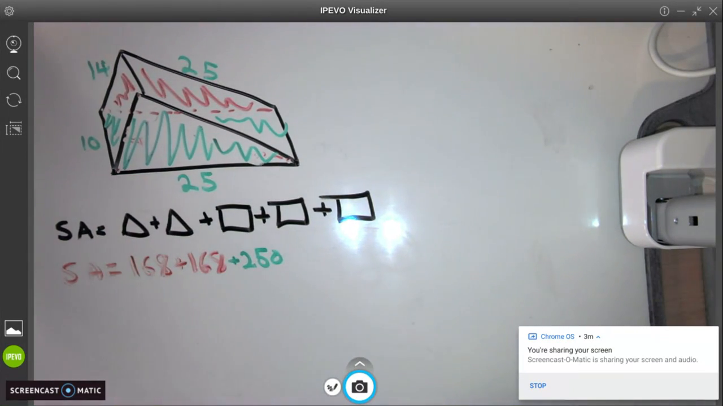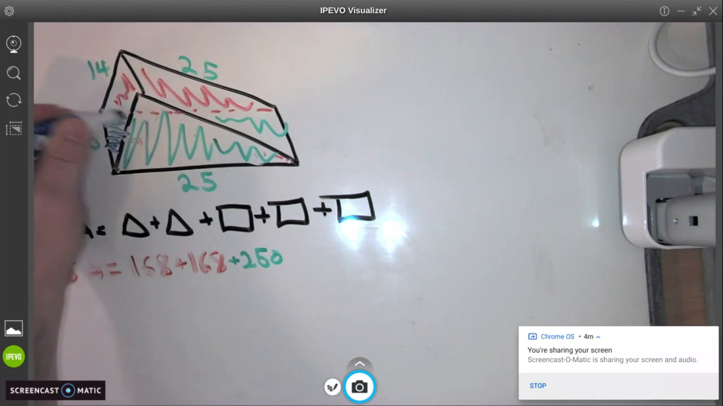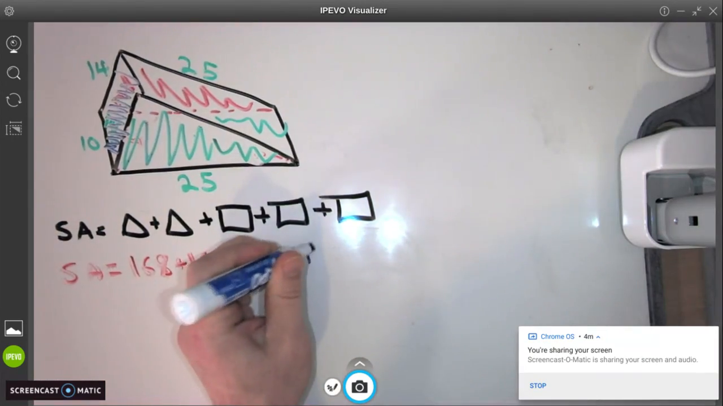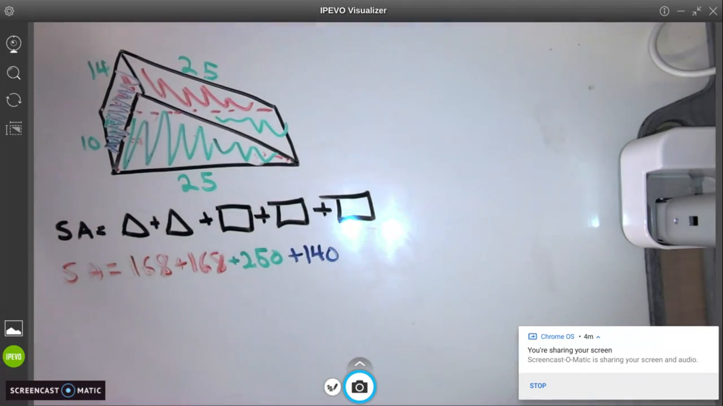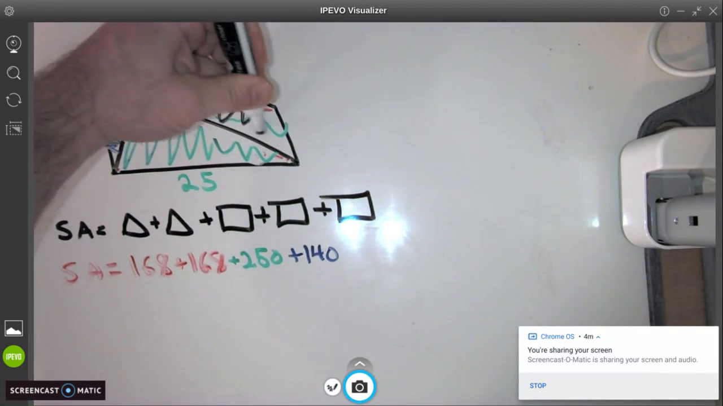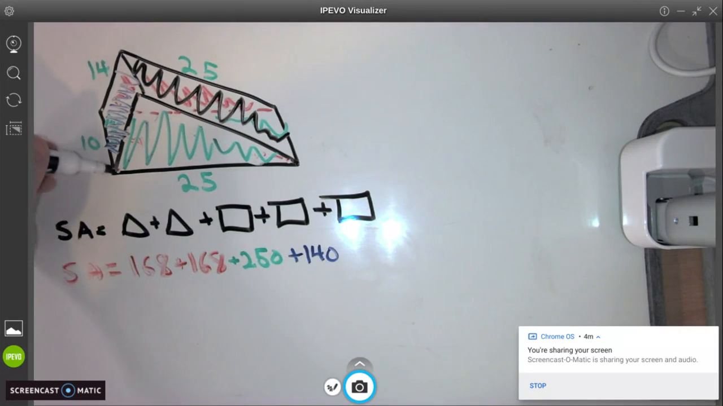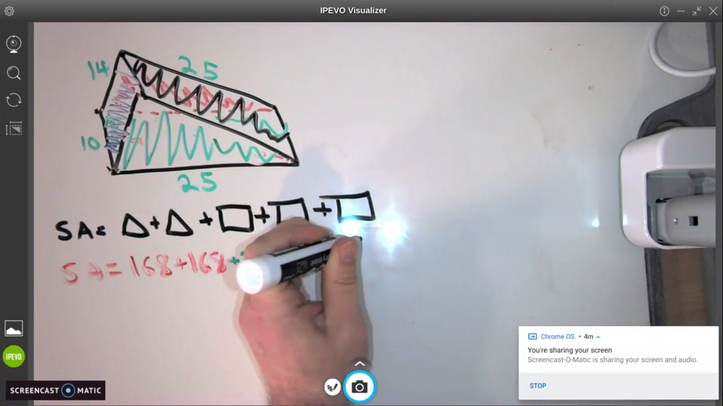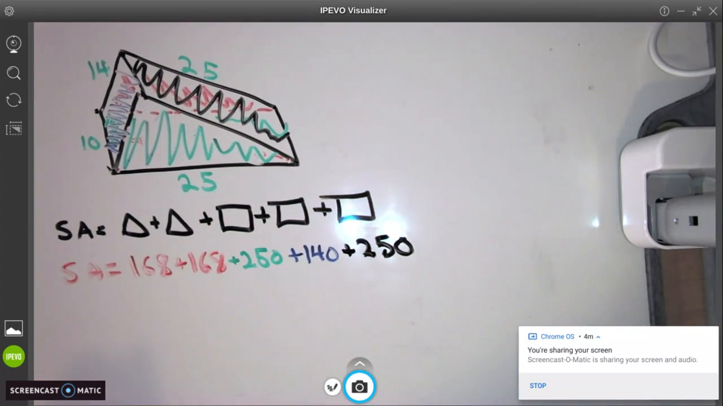Okay, now I'm going to find the area of one of the other rectangles. So I'm just going to do this one for right now. The area of that is 10 times 14, which is 140. All right, and then lastly, I have one more rectangle I need to find the area of. So I'm going to find the area of this top one here. From here to here is 10, so that means this is 10. So 10 times 25 is going to be another 250.